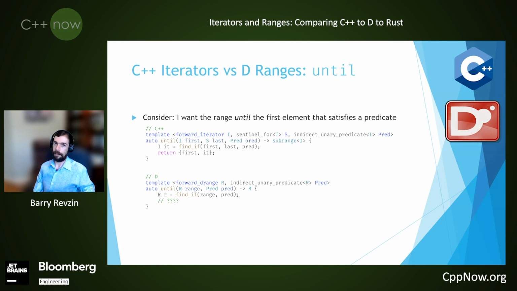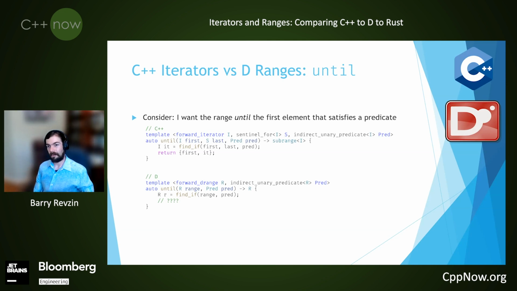So how do I write that algorithm? In C++, well, we just wrote findIf, and we can just use it to get that iterator, and then on the fly, just construct a new range from first to that iterator, and we're done. And this is pretty clearly just correct by construction. Our algorithms compose very nicely together.